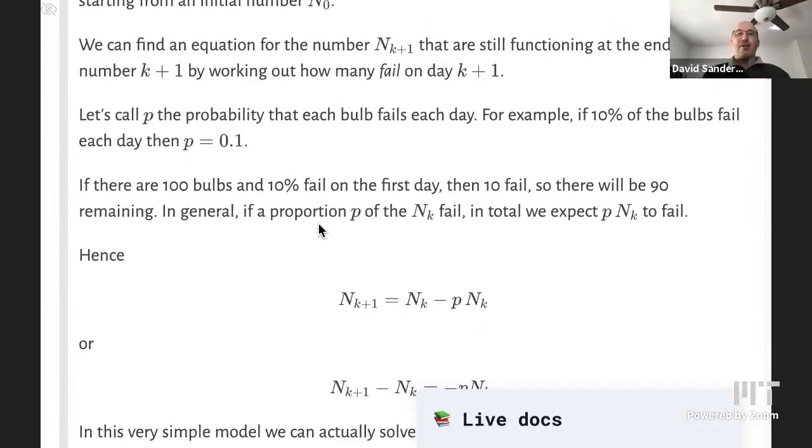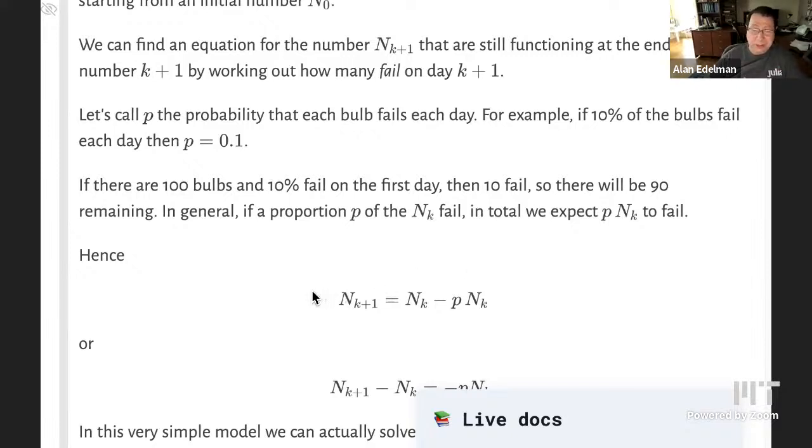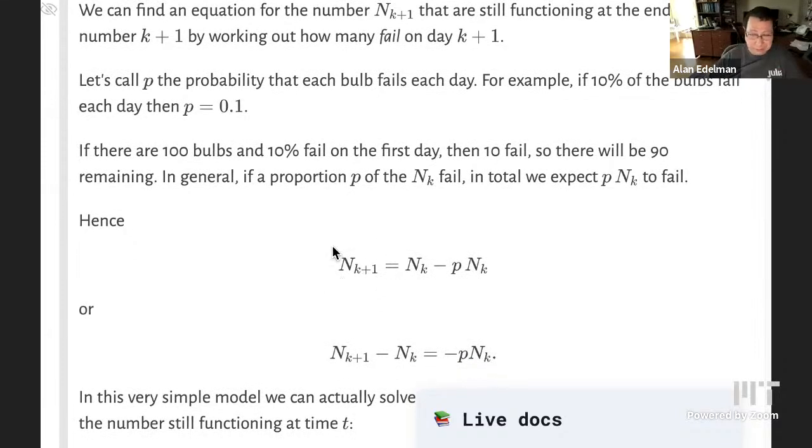And so we can now write down a formula that tells us how this quantity changes in time. Time is this number of days k, and the number at the end of day k plus 1 is the number that is still functioning, that had not failed by the previous day, minus the number that failed during the day. We just worked out that that's p times N sub k, so N sub k plus 1 is the number from the previous day minus p times the number from the previous day. As many students will recognize, this is a very simple recurrence. The word recurrence comes to mind when you see this.